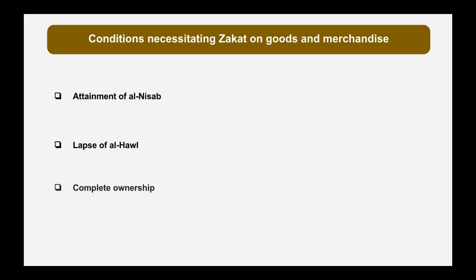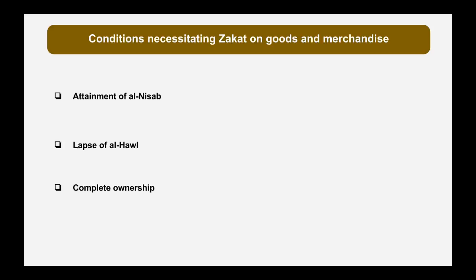The third condition is the complete ownership of the merchandise, meaning the owner of this merchandise has access to it and can sell it and has control over it, because sometimes the person owns something but he has no control over it, whether he lost it or whether it's in the hands of someone else. So complete ownership of the merchandise is a condition in Zakat al-Urud al-Tijariya, the zakat on goods and merchandise.